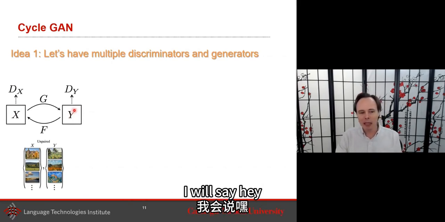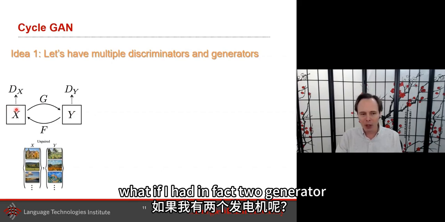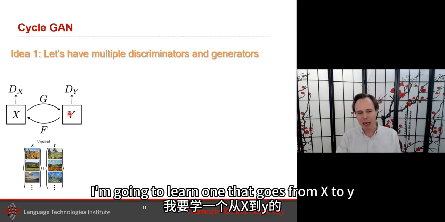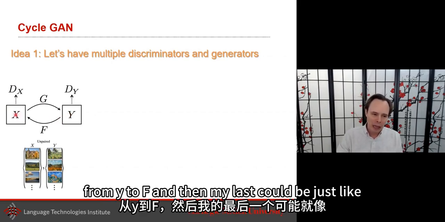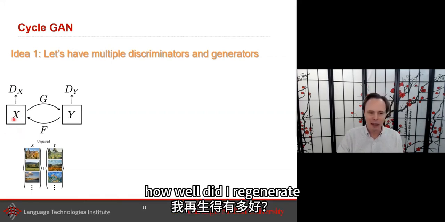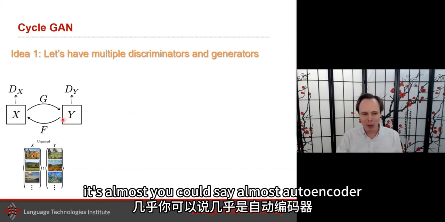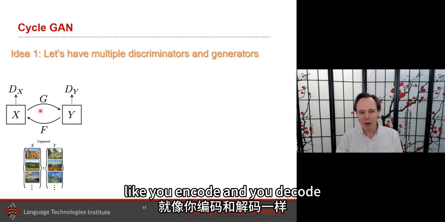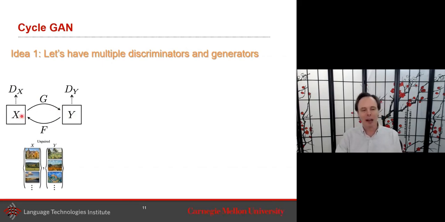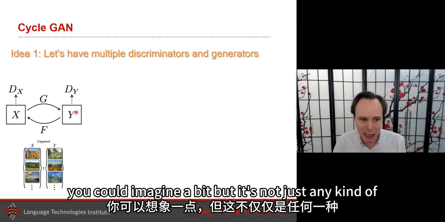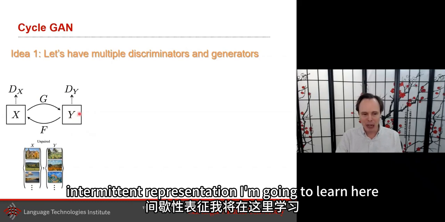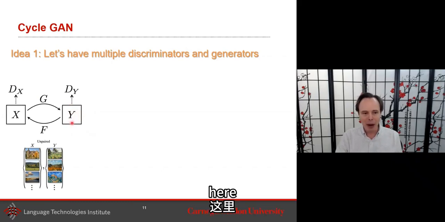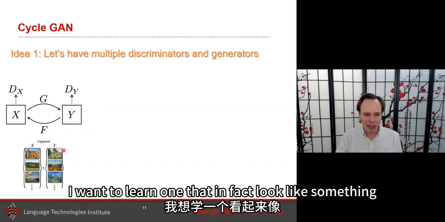So what will I do? I will say, hey, what if I had, in fact, two generators? I'm going to learn one that goes from X to Y, but I also want to learn one from Y to X. And then my loss could be just how well I regenerated. You could say it's almost an autoencoder, where you encode and you decode. But it's not just any kind of intermediate representation I'm going to learn here. Here, I want to learn one that, in fact, looks like something.